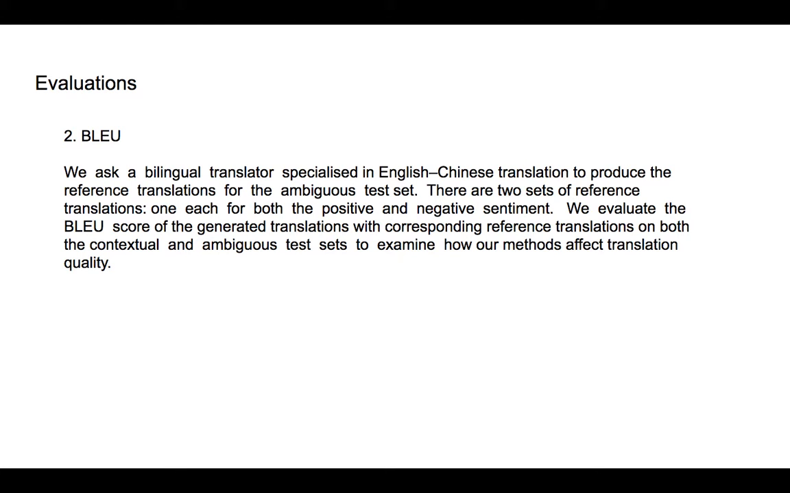The next metric is BLEU. So it is to see the translation quality. And we actually ask the bilingual translator to produce the reference translation for the ambiguous test set. And there are actually two sets of reference translations, one each for the positive and negative sentiment. So each sentence in the ambiguous test set has two reference sentences. One is in positive sentiment and the other is in negative sentiment.